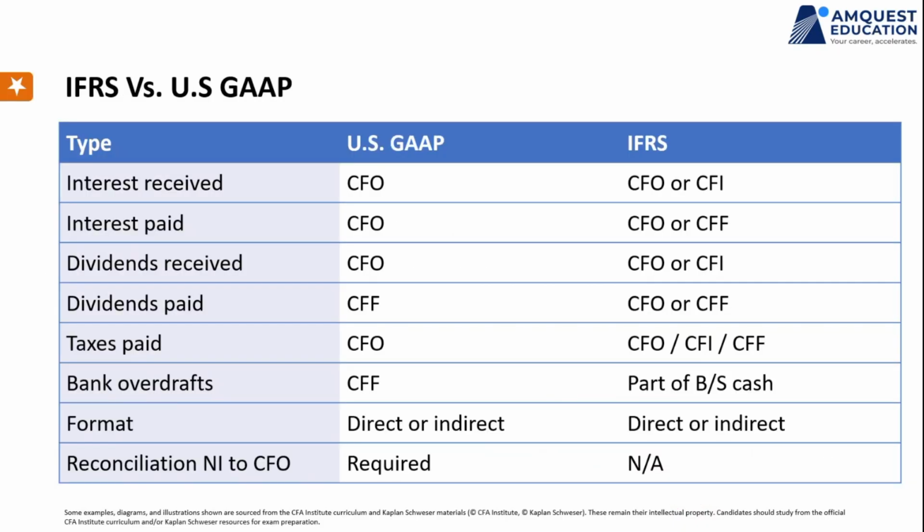Now, how do we classify certain elements under IFRS and US GAAP? And as I said, an important list of items which you would like to remember. Interest received. Again, under US GAAP and IFRS, there is an option available. In US GAAP, it's a cash flow from operating activity. In IFRS, you can put it under operations or investing.